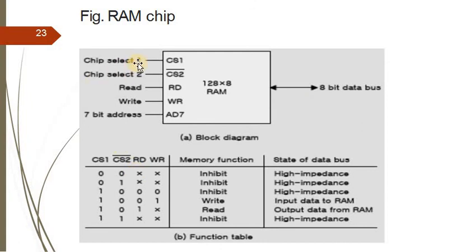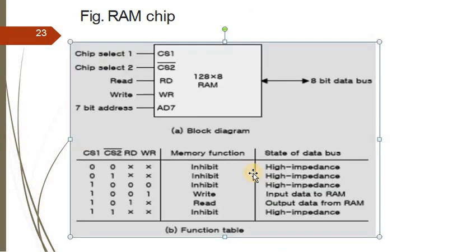If you give the input to chip select 1 and select 2 as 0, 0, the read and write operation is not applicable, that is, the memory function is inhibited, in high impedance. 0, 1 is also inhibit, high impedance. 1, 0 is also inhibit with 0, 0, high impedance. See here, one CS input is 1 and CS2 is 0. 0, 1 is write operation, input data to the RAM. 1, 0, 1 is the write operation, read output data from the RAM. 1, 1 is also not applicable, inhibit, high impedance. So this is the function table and this is the block diagram.